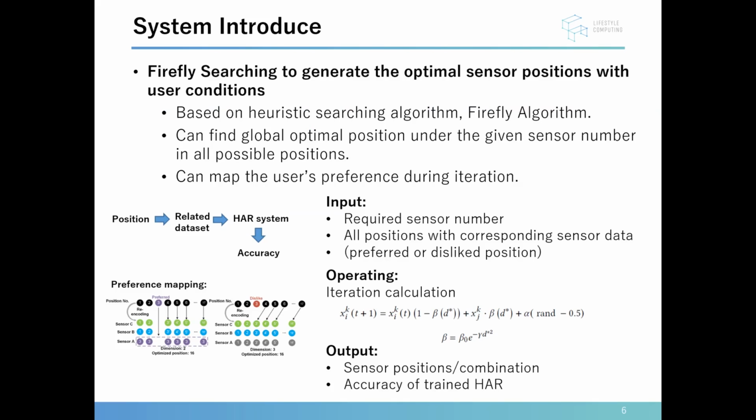Our study designed a Firefly searching method to generate the optimal sensor positions with the user's condition. It is a heuristic searching algorithm and can find the global optimal positions under the given conditions, such as the sensor number and user's preference. It can map the user's preference during the iteration.